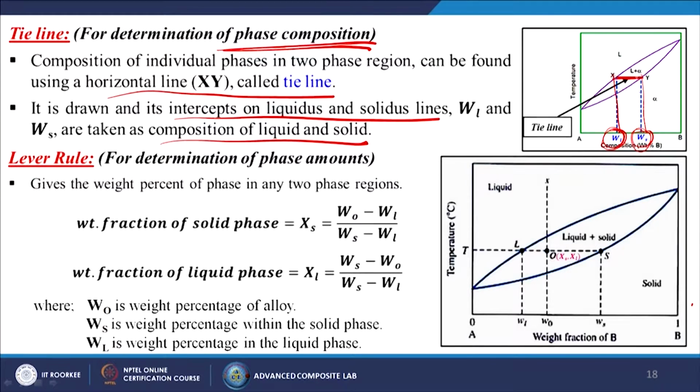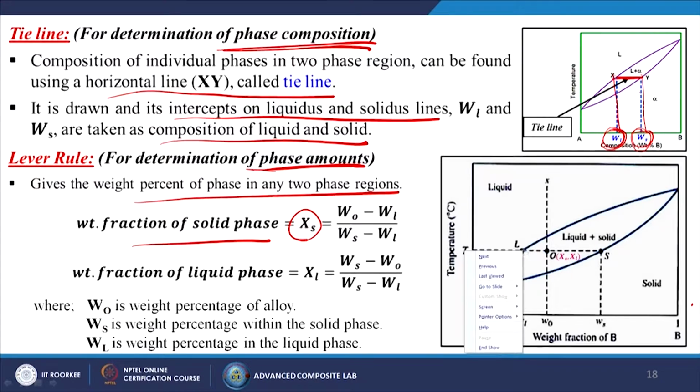Now, come to the lever rule for the determination of phase amounts. How can we calculate how much percentage of each phase is present inside the system? It gives the weight percent of phases in any two-phase region. The weight fraction of the solid phase, that is XS, is equal to the following. Suppose I make the tie line between L and S, at this point and this point, and I put the tie line over here.